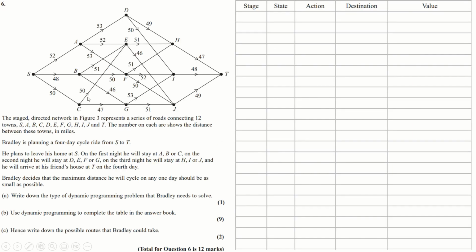Okay, excellent. Question number 6 then is the dynamic programming question. This is a problem about minimax. So he's trying to minimize the maximum he'll ever have to travel. So he's starting here, he's finishing here.